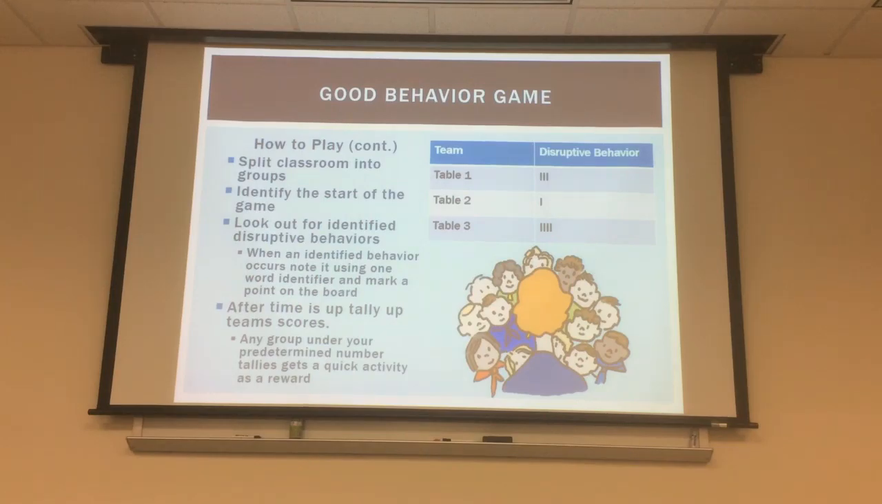What you would do next is split the classroom into groups. That can be 2 groups, 3 groups, however you feel is best to separate it and however it's going to be easiest for you to be able to identify which group is which. So you kind of want to have them all in certain areas when you're playing the game. For instance, we did an example of table 1, 2, and 3. So if you have 3 separate tables that the students are sitting at, those would be the kind of thing that you want to do.